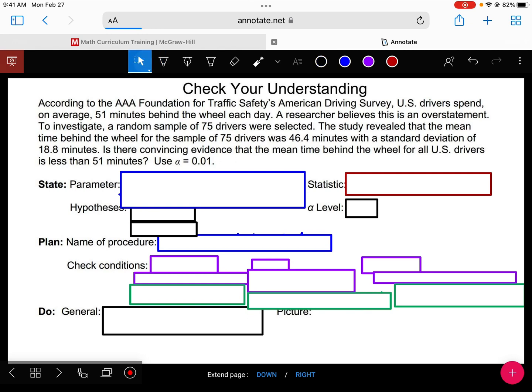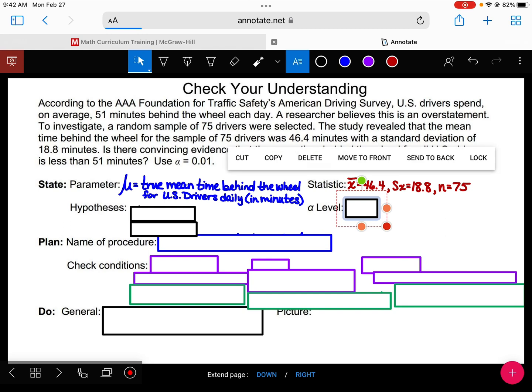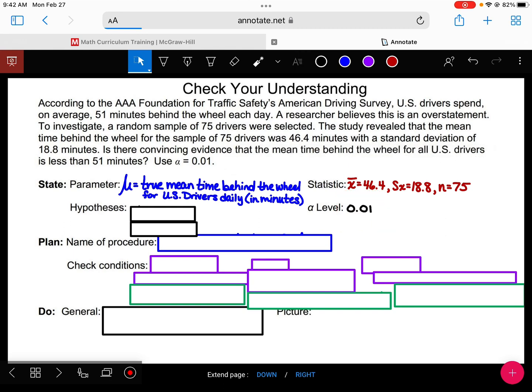All right, on the check your understanding, your parameter. You do have to say what parameter you are using here, whether it is p for proportion or mu for mean. It's not enough to just say parameter, because there are many things that are parameters. The statistic in this case, we have x bar, 46.4. We have the sample standard deviation of 18.8. I'm also going to write down my n value since I'm going to need to use that. Alpha level they gave us as 0.01.